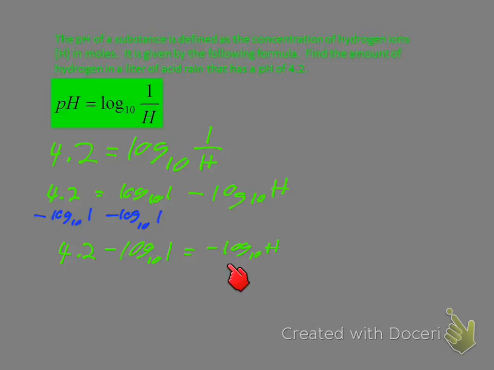I'm going to add this one to the other side and subtract these two over. So I'm going to switch all my signs, just to get this log positive, and you'll see why once I do this. So I'm going to make this a positive: log base 10 of h equals a negative 4.2 plus log base 10 of 1.